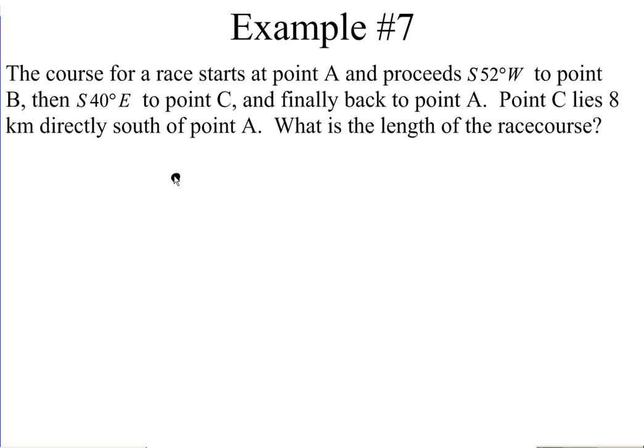Once again, we need to draw a picture representing the situation. Things that we know right away: point C lies 8 kilometers directly south of point A. So if point A is there, we know point C has to be directly south of it, and that distance is 8 kilometers. From point A, we go south, rotating 52 degrees to the west. So our north-south line is right along this line that we've already drawn from A to C, since C is due south of A. We have point A, and we are rotating 52 degrees to the west to get to point B. So that means we are going in this direction. Here's point B out here, and we know that we rotated 52 degrees.